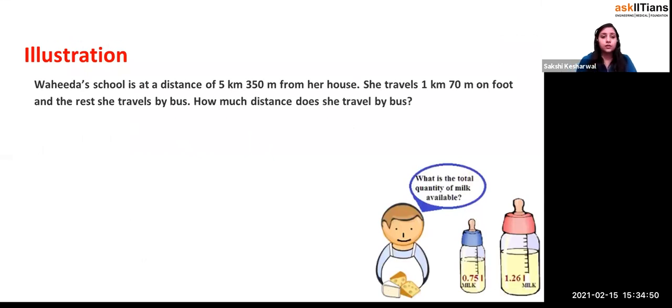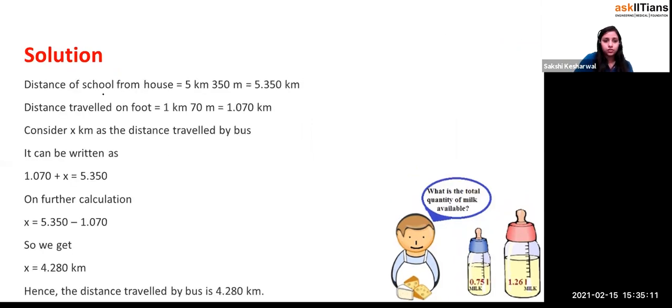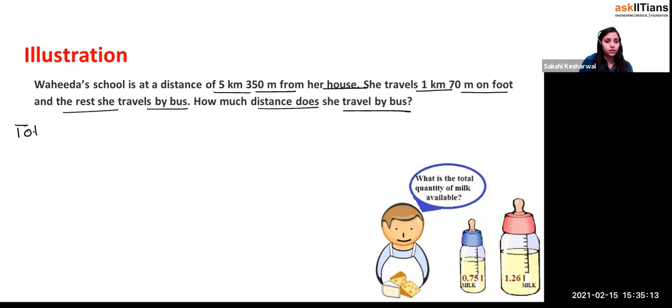Okay, now let's come to this question. It says that Badiha's school is at a distance of 5 kilometers 350 meters from her house. She traveled 1 kilometer 70 meters on foot and the rest she traveled by bus. How much distance did she travel by bus? So over here you just see this. The total distance is how much? Total distance, I think I left this space, oh my goodness. Okay, total distance is equal to what?